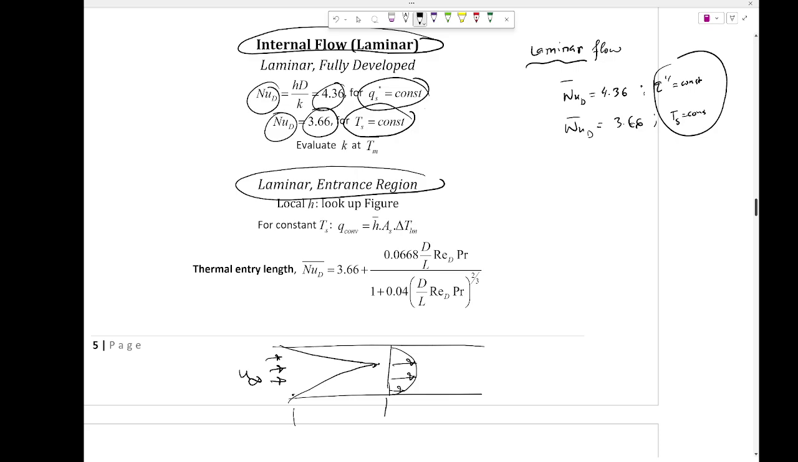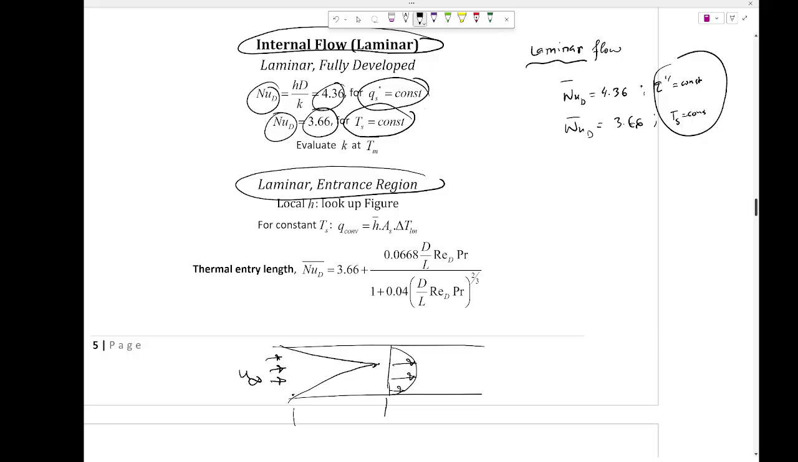Right? So in the entrance zone, there are two sections, right? The left section is the entrance zone itself. The right section is the fully developed zone, right? So if you are interested in finding the heat transfer that happened in the entrance zone, how are you going to find it?